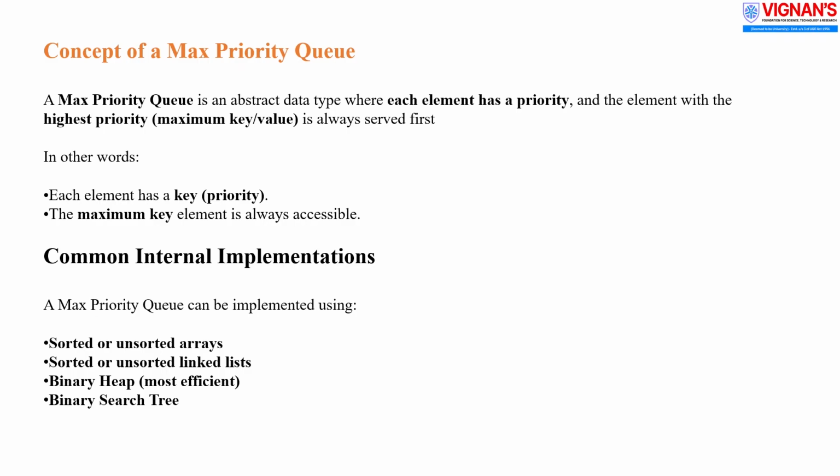Another implementation is the binary search tree. In a binary search tree, the maximum element is found at the rightmost node. However, performance can degrade if the tree becomes unbalanced. Conclusion. Among all implementations, the binary heap is preferred because it provides the best overall performance for priority queue operations.